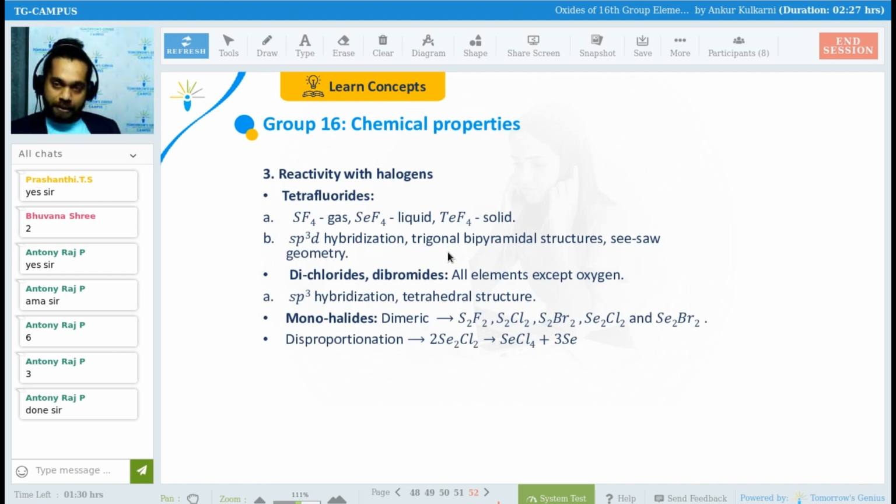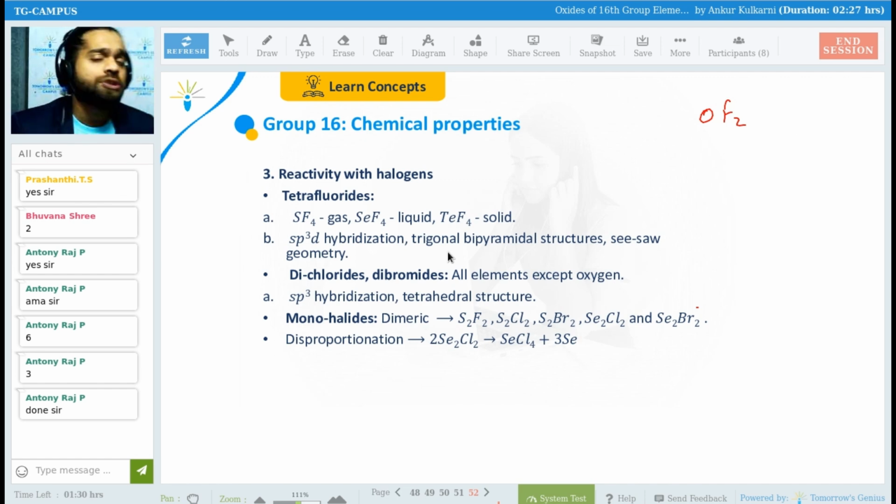Now again a simple logic. Let us go ahead. Now we are doing group 16, reactivity with halogens. Suppose I have any element. For example, oxygen, I have taken O. So I have OF2. Let us say I have OF2.